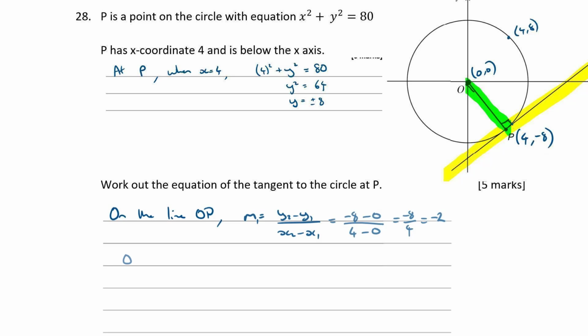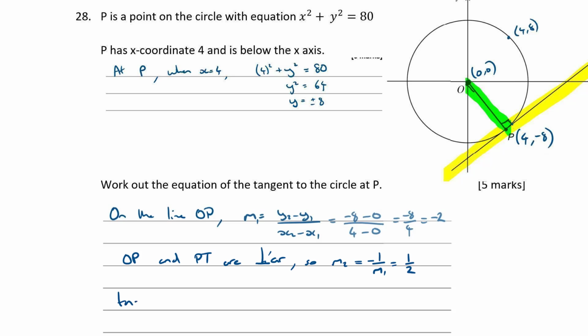So OP and PT are perpendicular. A shortcut way of writing perpendicular is like a perpendicular sign with AR written on the end. So OP and PT are perpendicular. So M2, the gradient of our line PT, is going to be minus 1 over M1, which is the negative reciprocal of negative 2, which is positive a half. So that tells me that the gradient of my tangent is going to be a half.